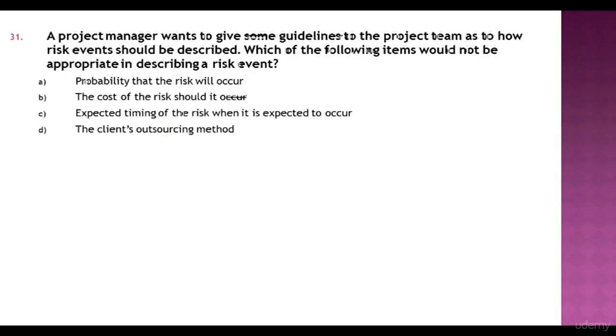Question 31. A project manager wants to give some guidelines to the project team as to how risk events should be described. Which of the following items would not be appropriate in describing a risk event? Probability that the risk will occur, the cost of the risk should it occur, expected timing of the risk when it is expected to occur, the client's outsourcing method. Answer D is a correct choice. The client outsourcing method.